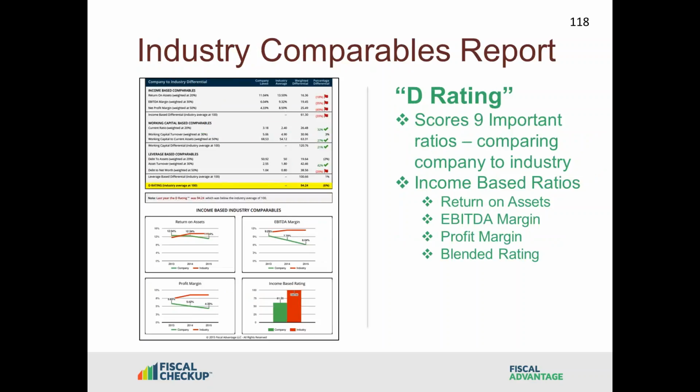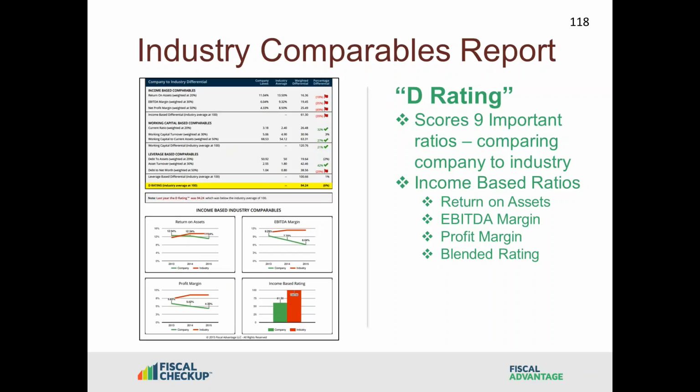The second report is the industry comparables report. This report starts with the detail behind our proprietary D rating. The chart on the top of the page shows the values for the 3 key income-based ratios, 3 working capital ratios, and 3 leverage-based ratios. The business is compared to the industry and given a red flag if the value is more than 10% below the industry, and a green check mark if the business is better than the industry by at least 10%, and there's no color highlighting if it is within plus or minus 10% of the industry.